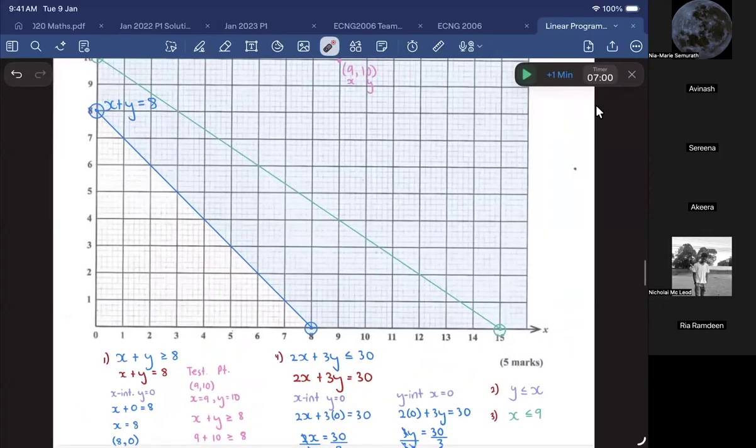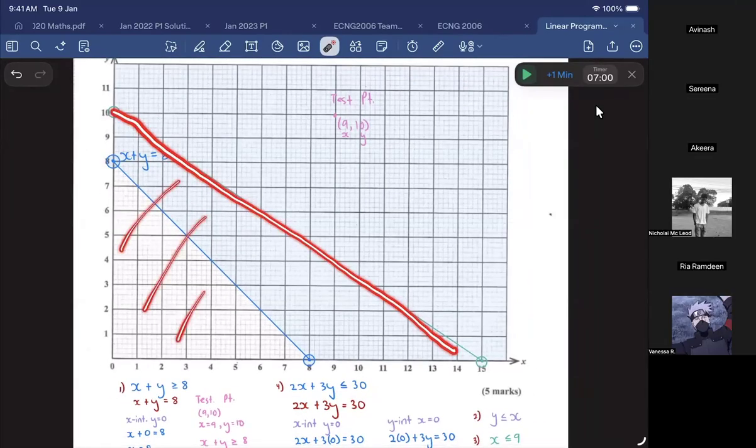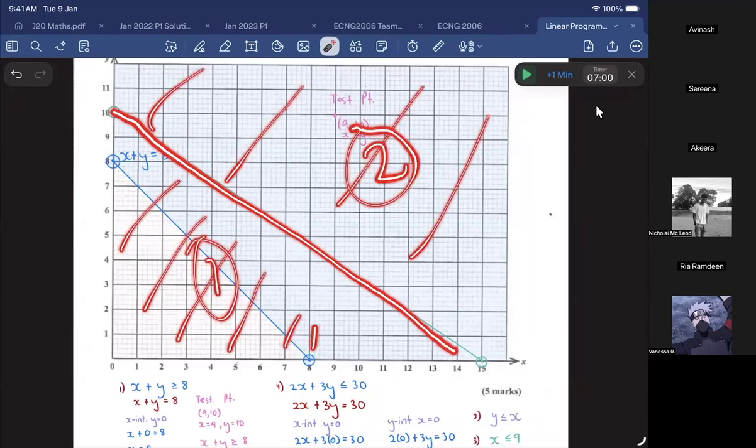So we already drew the line. We're trying to figure out where 2x plus 3y is what? What does this symbol represent? Less than or equal to 30. So to figure this out, I want you to realize that the line is going to cut the graph into 2 different regions, region 1 and region 2. Which region do you think is going to give you less than 30? Take a guess, 1 or 2? 1. Yes, I would say 1.